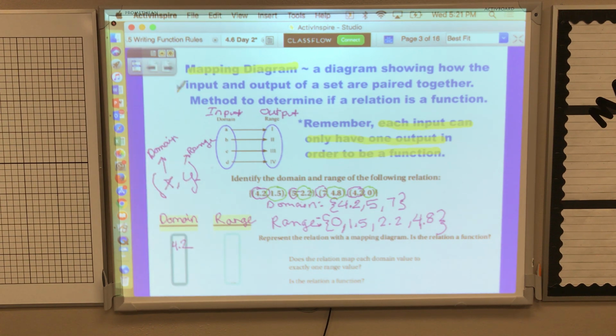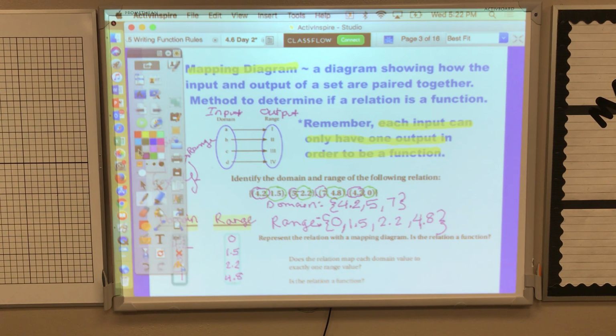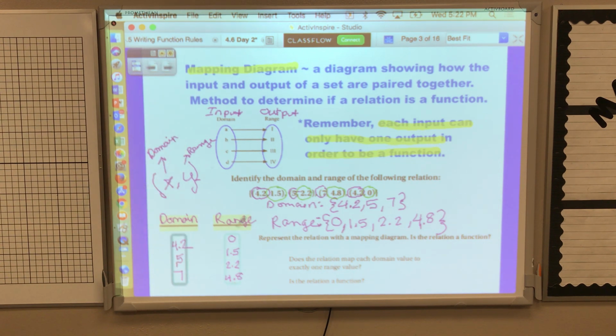Make that look like a better 5 here. 5, and then we have 7. Okay, now my range has 4 values, but I'm still going to list it in that order over there. So we have 0, we have 1.5, okay, we have 2.2, and we have 4.8. Okay, so that's step one, is to list your domain and your range in order from least to greatest without those repeats.